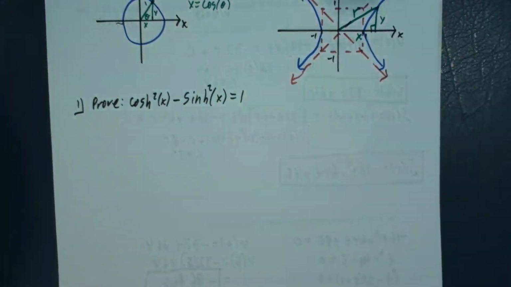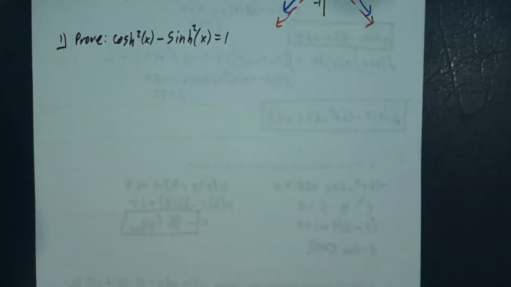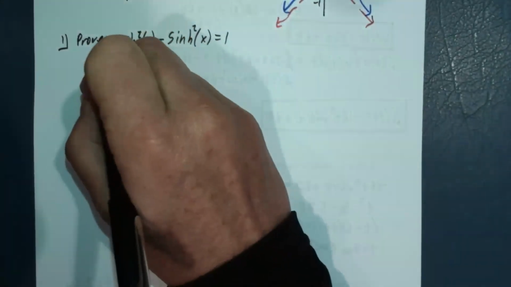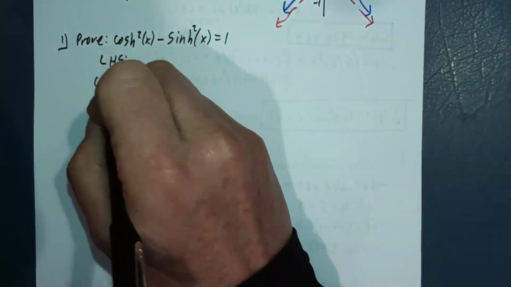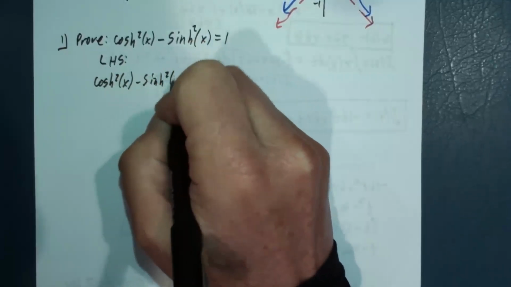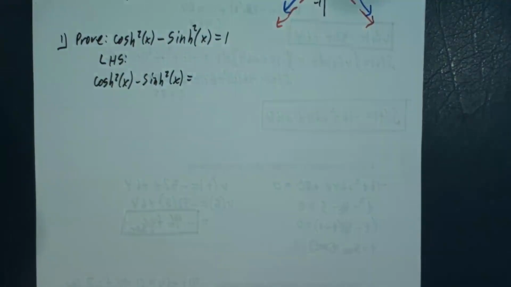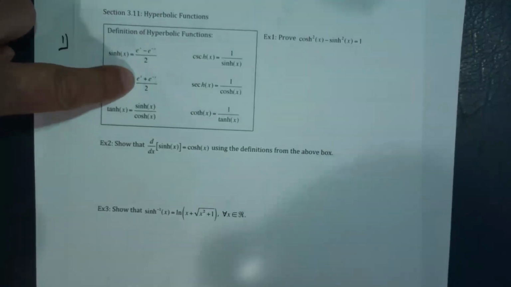Notice this is slightly different. In our regular trigonometry, meaning based on the unit circle, sine squared plus cosine squared equals 1. That's a plus. This one's a minus. And if you recall your trigonometry, this almost looks like a double angle identity, but it's not going to be because I'm going to use the definitions. So let's start with the left-hand side. And I'm going to be using these definitions here: e to the x minus e to the negative x over 2, e to the x plus e to the negative x over 2.